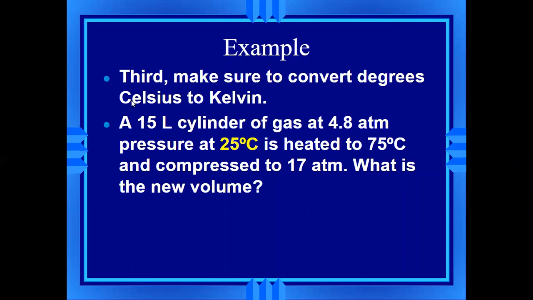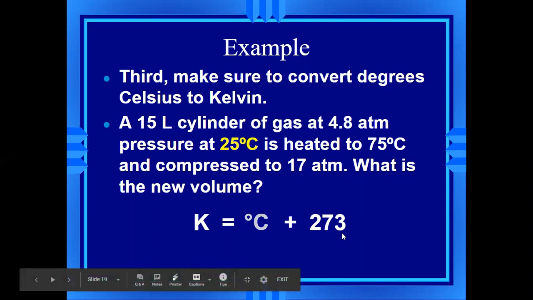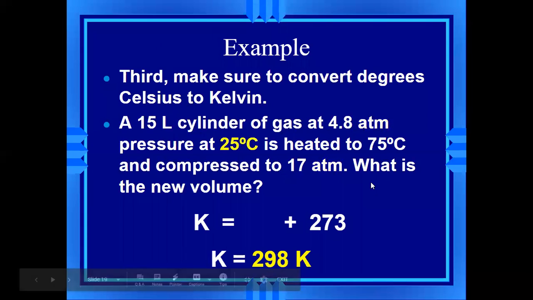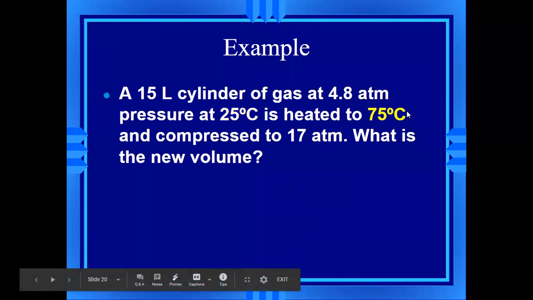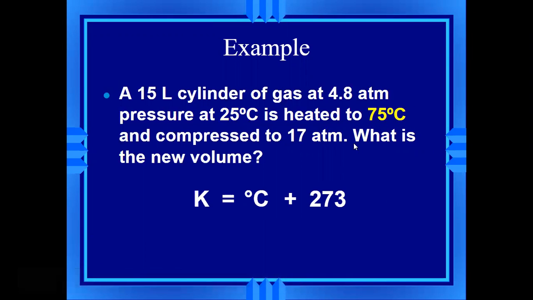Now, because we're dealing with gas laws, we have to convert our degrees Celsius to Kelvin. The very first one is 25 degrees Celsius. To convert that to Kelvin, we add 273, which gives us 298 Kelvin. So our initial temperature is 298 Kelvin. Our final temperature is 75 degrees Celsius. To convert that to Kelvin, we add 273 and we get 348 Kelvin. So that is our final temperature.